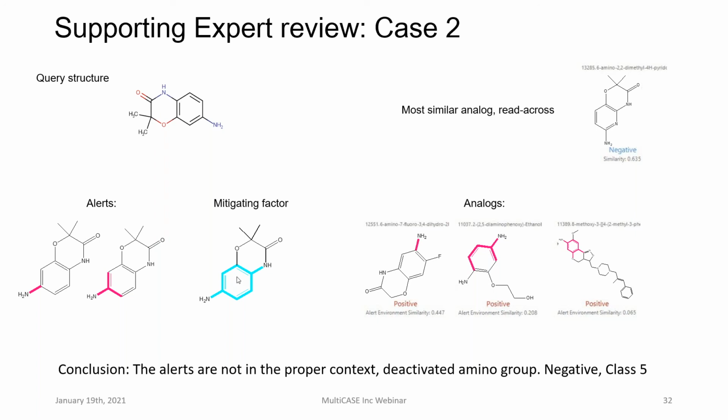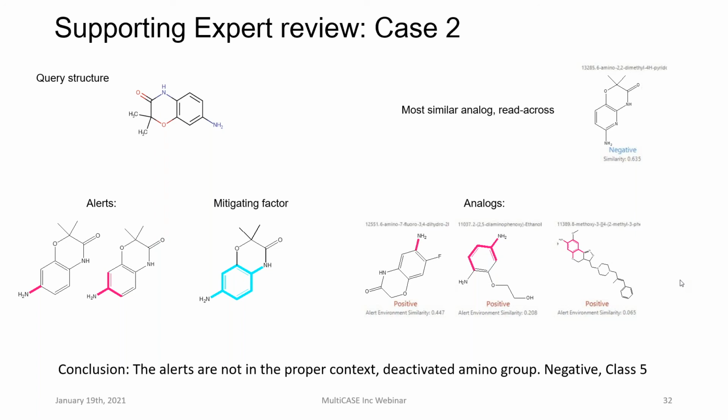We also have a mitigating factor here. We have this substructure highlighted in a kind of bluish color, which is present in our compound and known to be present mostly in Ames negative compounds. And we believe that would be a very important factor which helps us decide that our alerts are not in a proper context because they contain this mitigating factor. The analogs which are presented to support this alert do not contain this factor. So it's not the same. So these analogs are rather not relevant in our particular case.